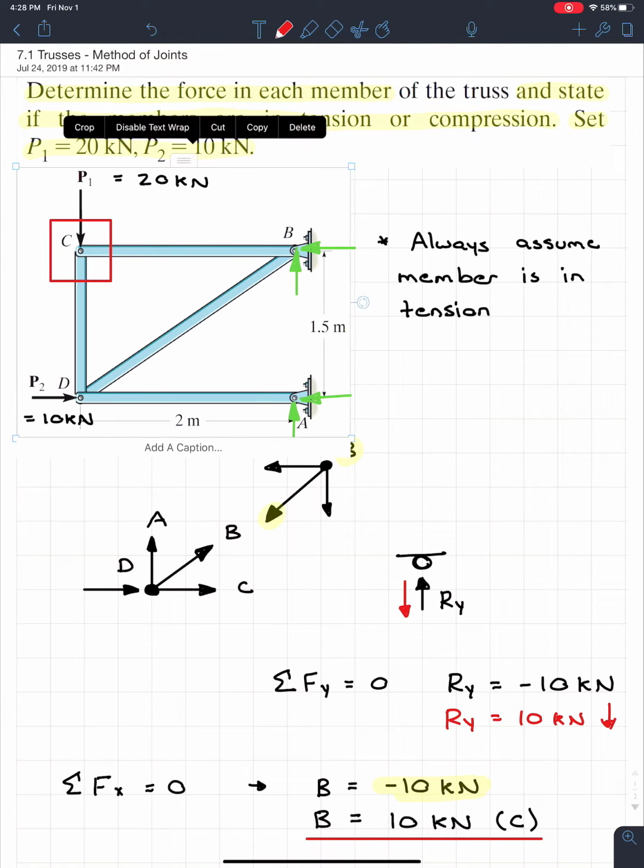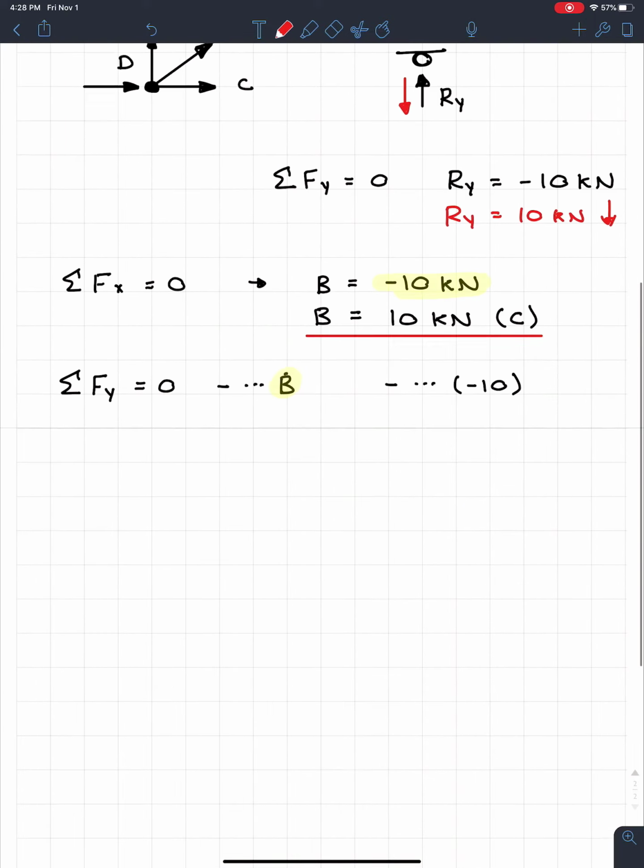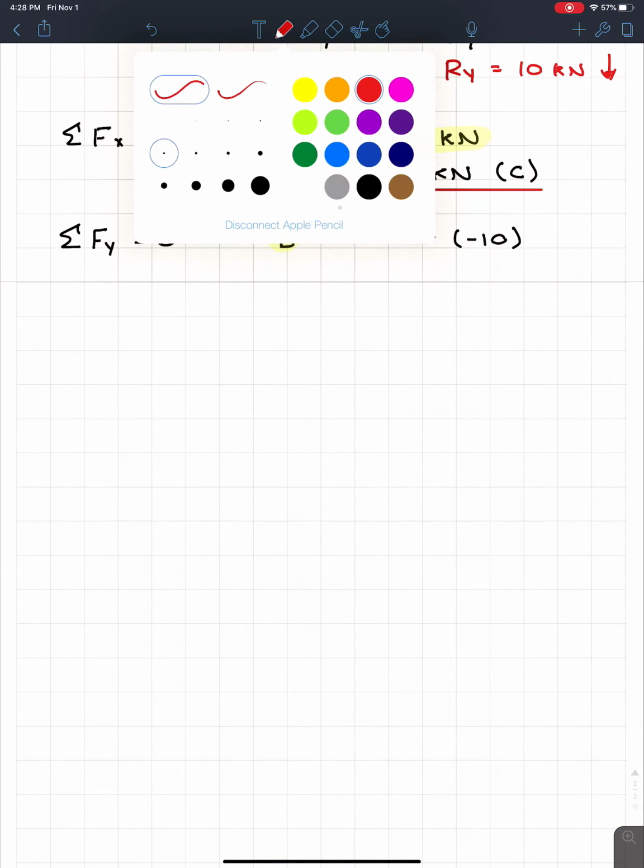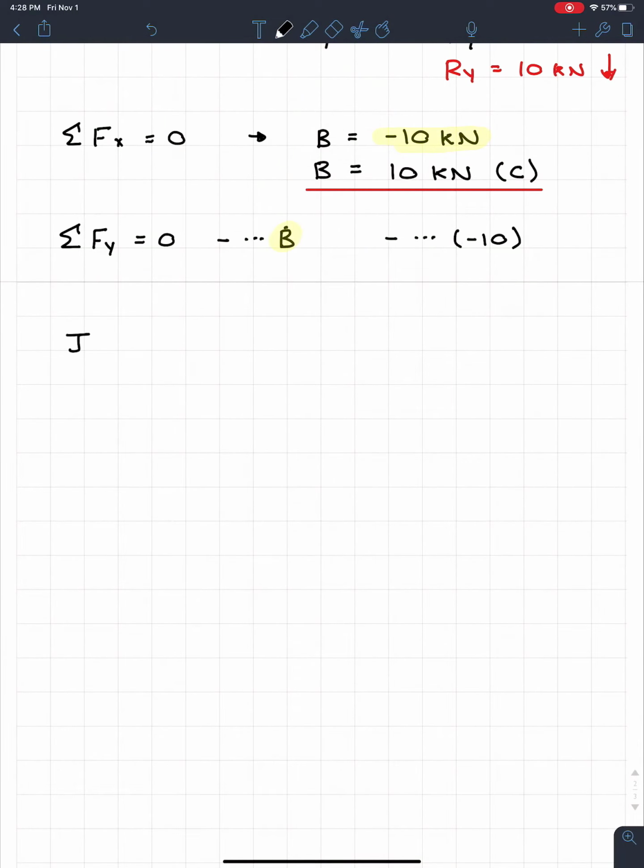So I'm going to draw a free body diagram of joint C. Every time you're doing the method of joints and analyzing a joint, you're not going to like this, but we're going to have to do a free body diagram. So I'm going to come down here and say, okay, I'm going to analyze joint C. So I put joint C, and over here, I'm going to draw my free body diagram.